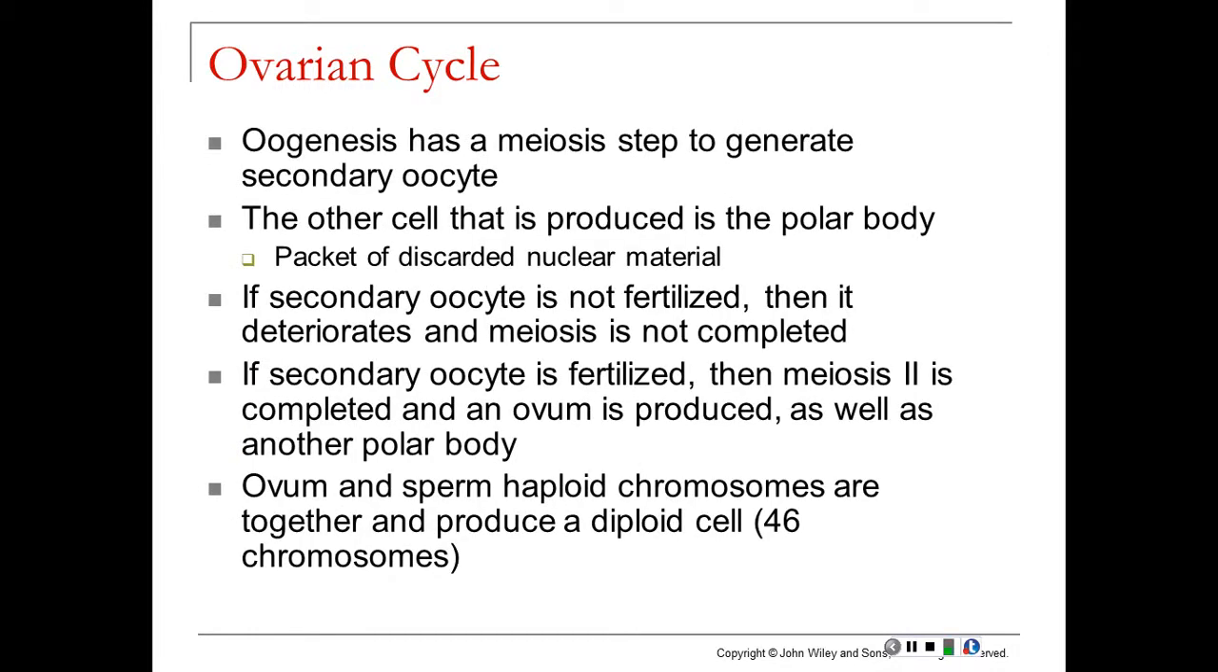So, the ovarian cycle is the process of oogenesis. Oogenesis has the meiosis step to generate the secondary oocyte. The other cell that's produced is called a polar body. It's basically a packet of discarded nuclear material. It's an empty shell with some DNA in it. If that secondary oocyte is not fertilized, it deteriorates. Meiosis is not completed. If that secondary oocyte is fertilized, meiosis 2 is completed, and an ovum is produced, as well as another polar body. The ovum and sperm chromosomes together then produce a diploid cell.